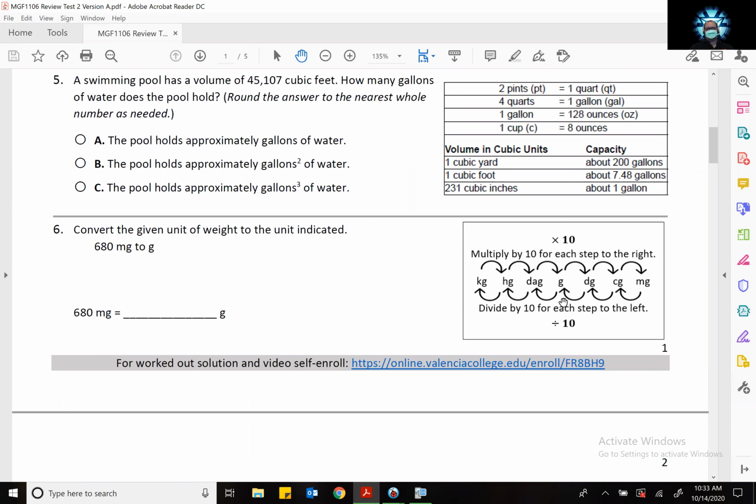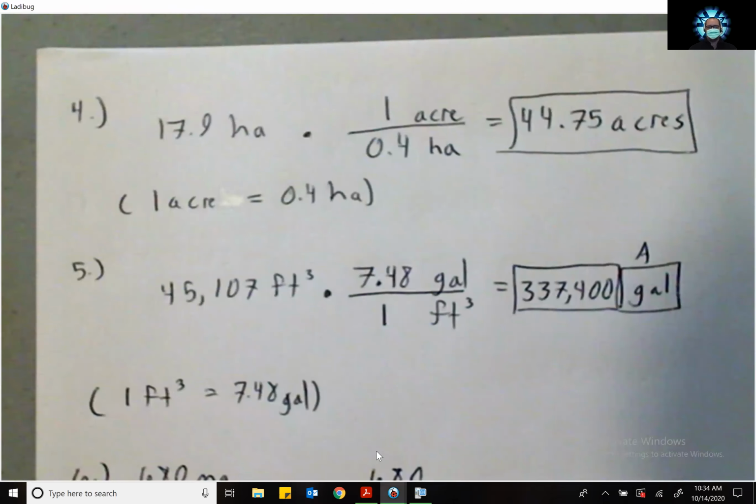Okay. So we are going from 680 milligrams, and we want to turn this into grams. What are we going to do? Move the decimal 3 places to the left. That's right. Same thing again. So we're going to take 680 and we're going to move the decimal 3 places to the left.